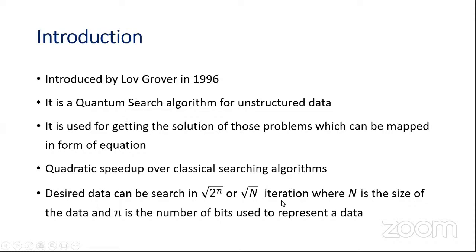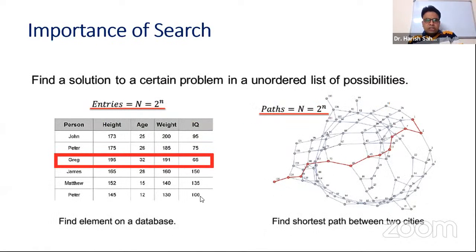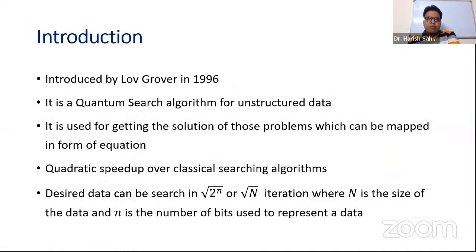So let's suppose this was the table. It can do this kind of searching for all kinds of fields, maybe person name or height or age. So using this, we can perform search on unstructured or unordered data in order of root N time.